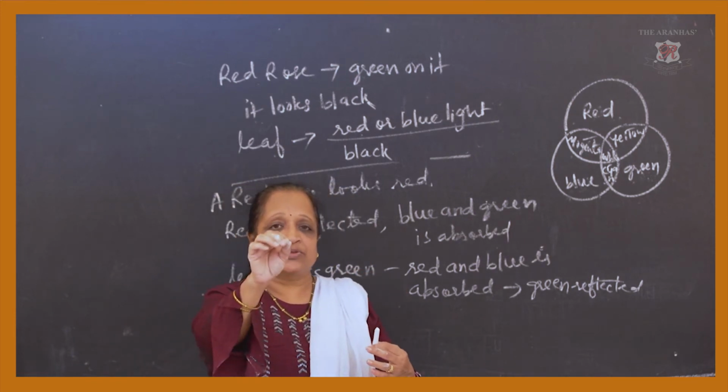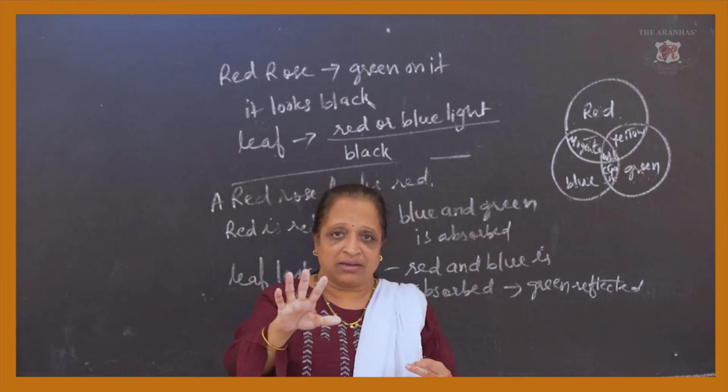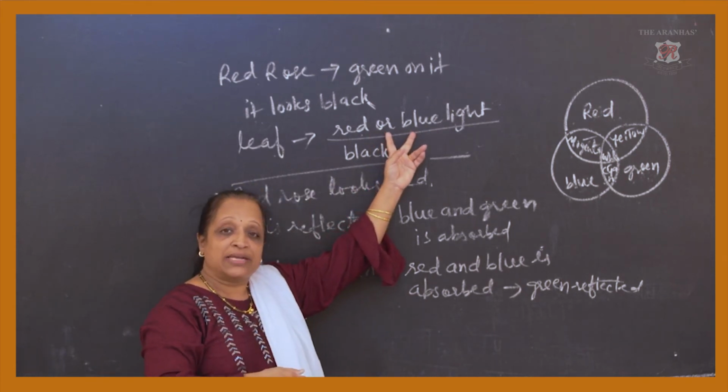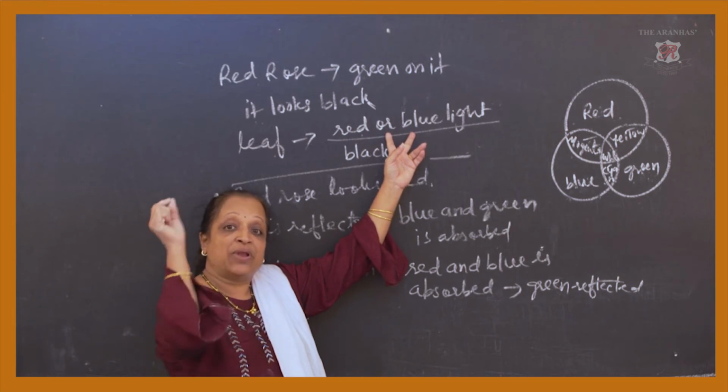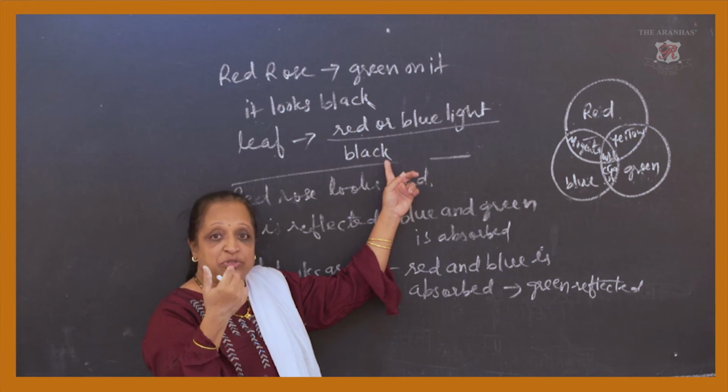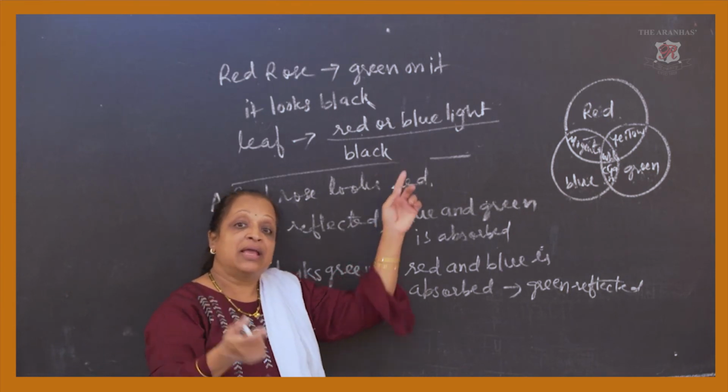So if an object is black in color, then be sure that the color flashed on that specific object is being absorbed by it, and therefore it is looking black because it is absorbed. And the reflected color is something else.